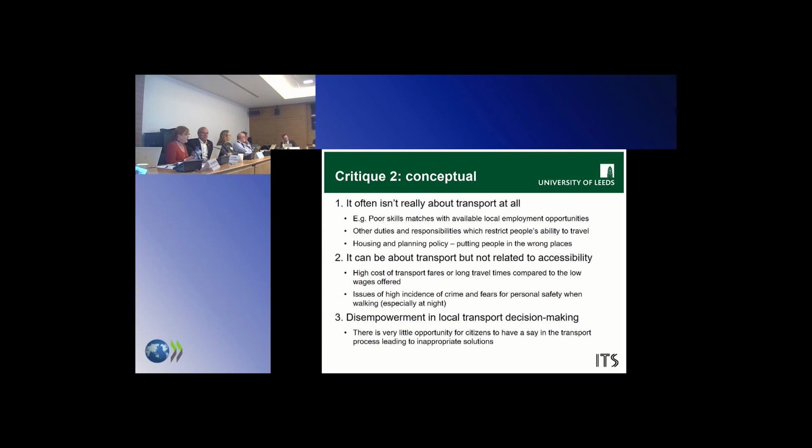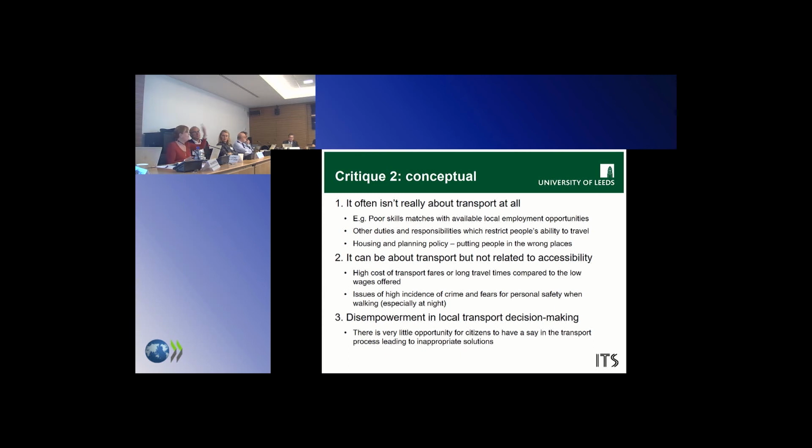The second critique that I have is a conceptual critique. It's often not really about transport at all. It's actually about all sorts of other things. In the social inclusion arena, it's about having poor skills. It's about having other duties and responsibilities like childcare, which you can't do anything about. It's about housing and planning policy. And that's not in the transport domain to do anything about.